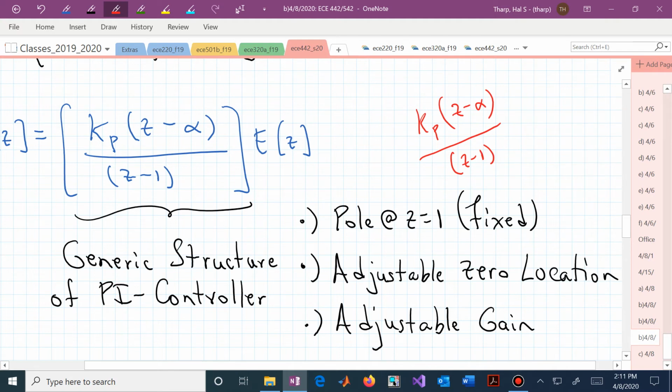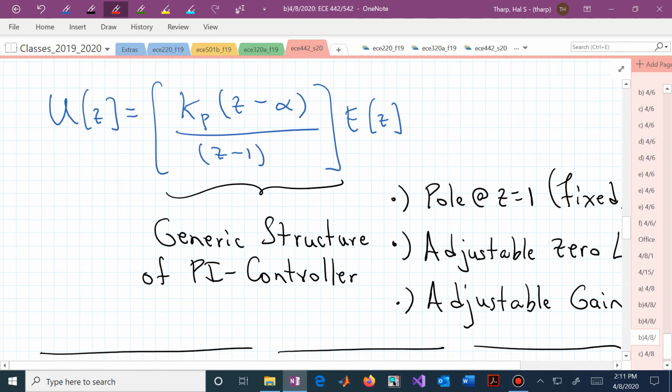So we have a fixed pole in the denominator, and that fixed pole is at z equal to 1. We have a zero factor, and we can now manipulate that zero location in the complex z-plane, and we can also adjust the gain k sub p. Now when somebody says you have a PI controller, you could think of this structure as what you're working with.